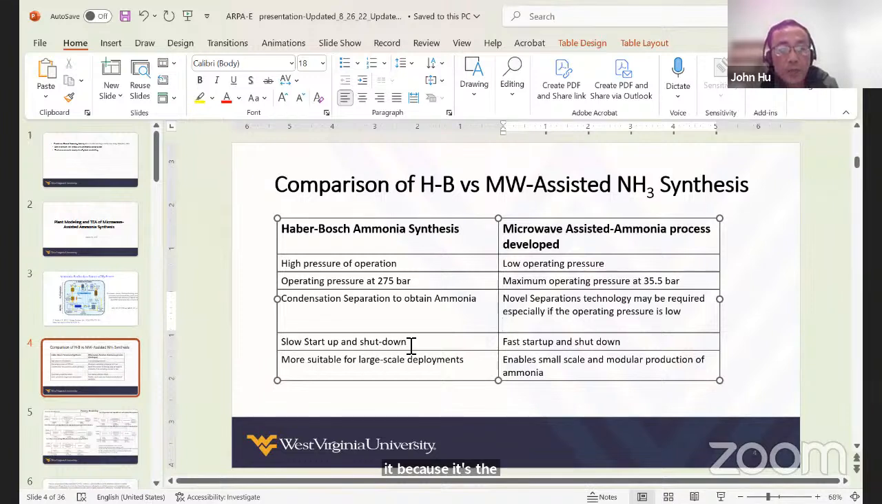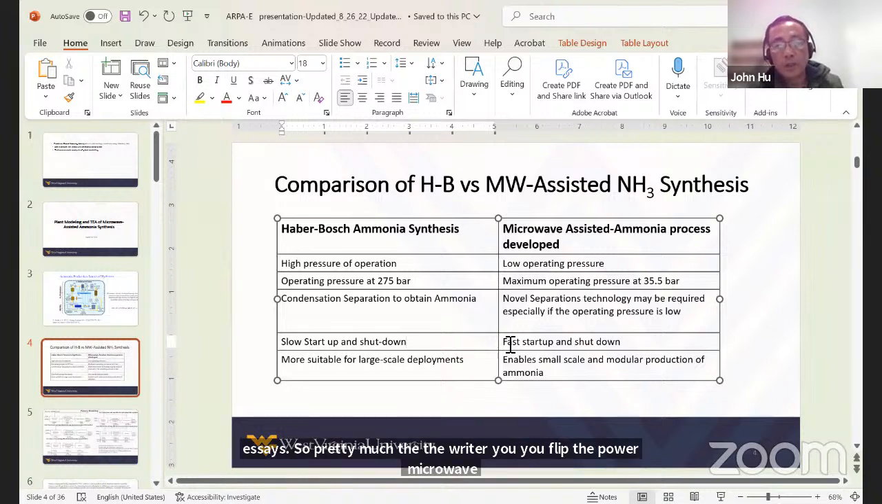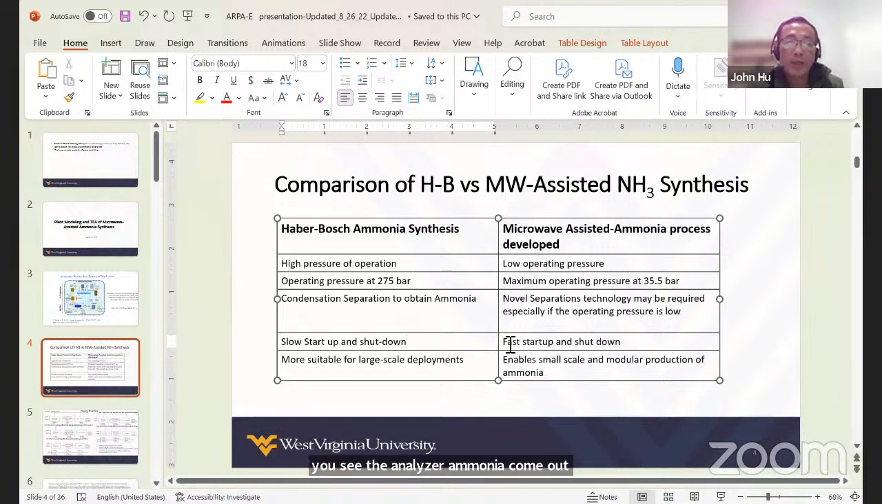And then there's the fast start up and shut down. Normally when I give the lecture or teach courses like this, I bring the whole class to my laboratory to see the microwave ammonia synthesis. Pretty much, you flip the microwave power, and you see the online analyzer show ammonia come out, because the low pressure operation is easy to pressurize, and also with microwave heating you can heat instantaneously. You don't have to go through ramping.